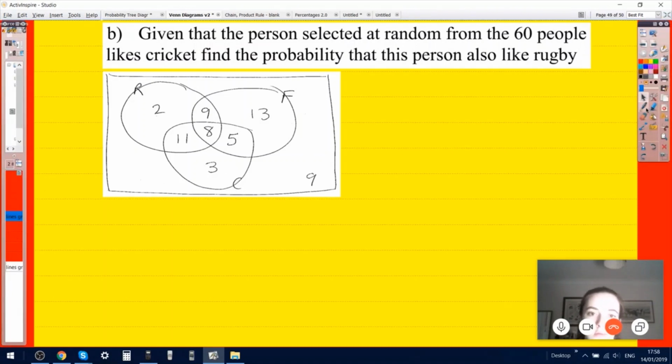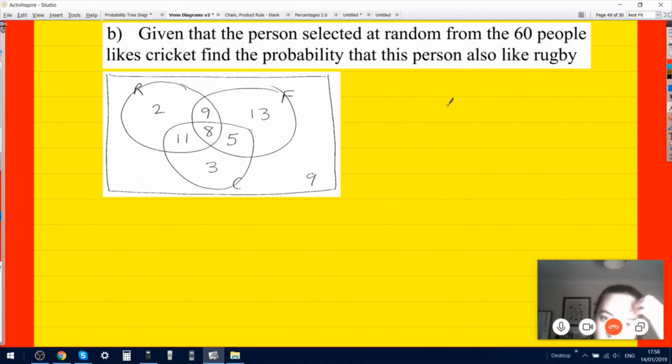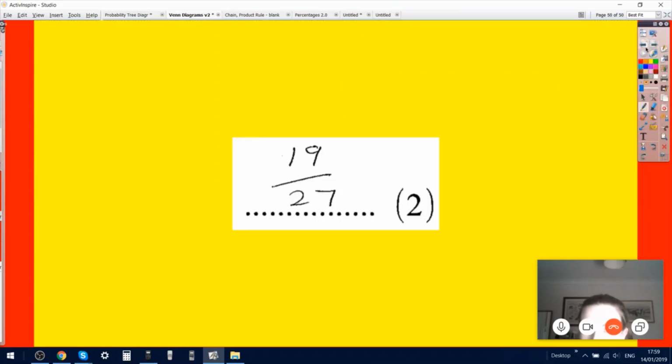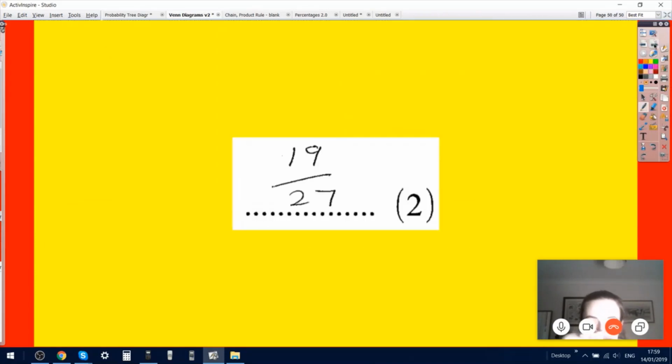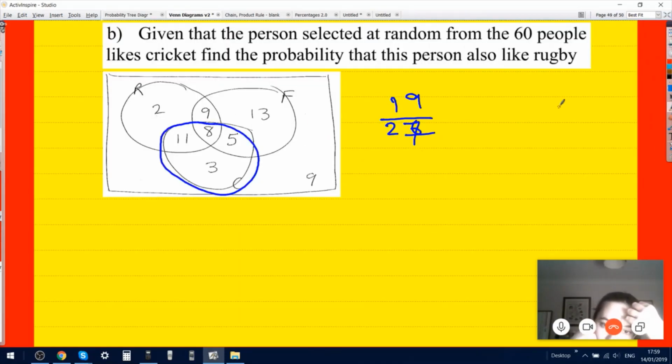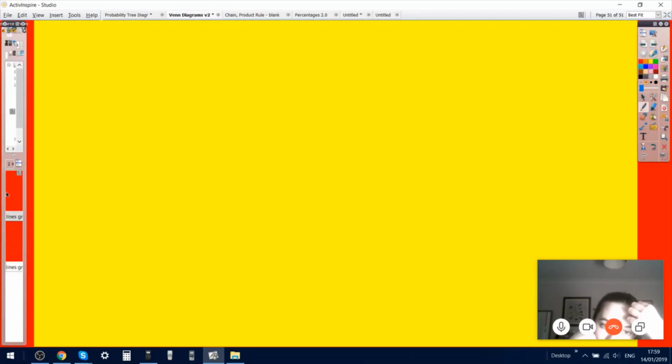Okay, and this one. Rugby, football, cricket. It's 19 out of 36. I think it's 26, is it? Oh, 27. Whatever. So we're just adding those. 8, 16, yeah, 27. Were you just adding these up? Yeah. Okay. Yes, so that's all of probability anyway.